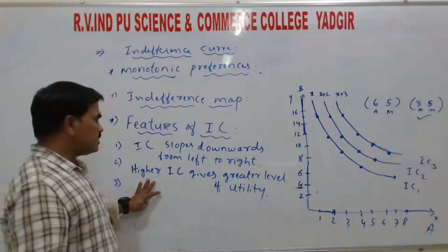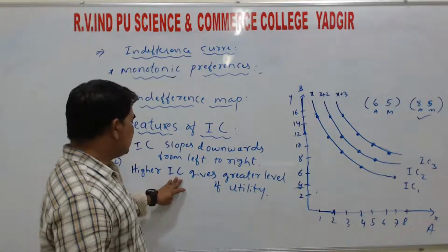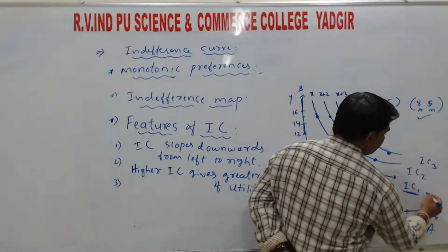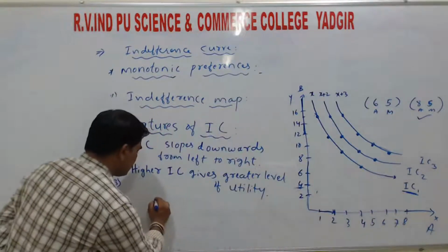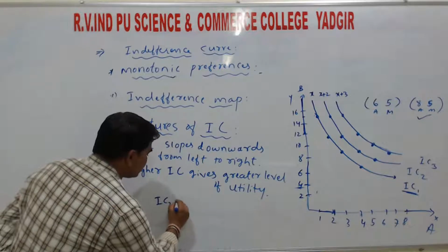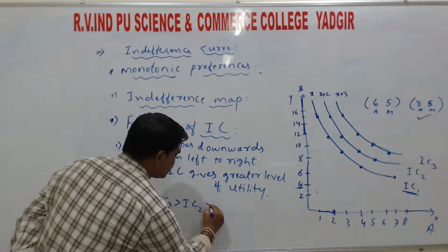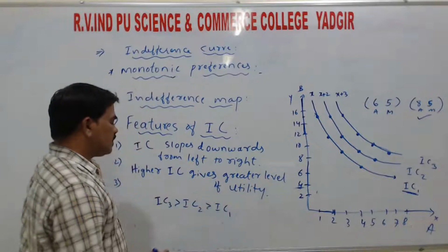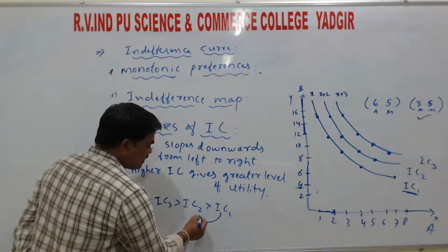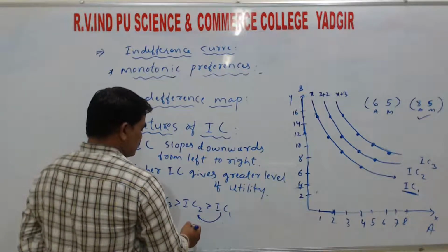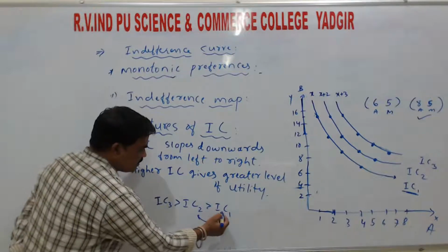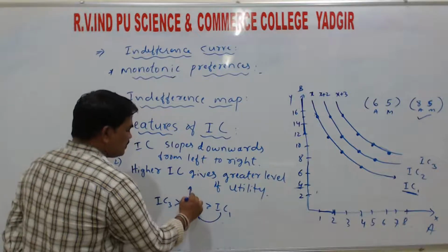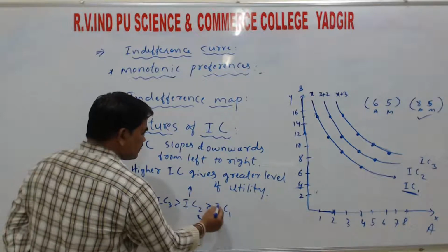This also we know. Higher indifference curve gives greater level of utility. This is compared to IC1. IC3 is greater than IC2 and IC2 is greater than IC1. The higher IC curve gives greater level of utility. The second IC curve is greater than IC curve 1. So in this case, the utility is greater compared to IC1.